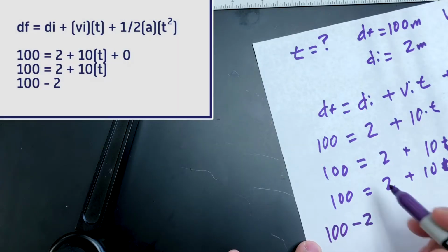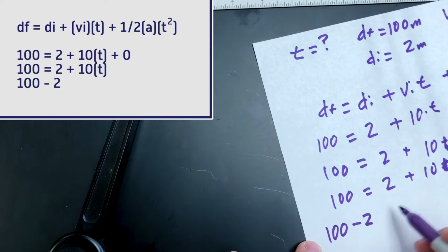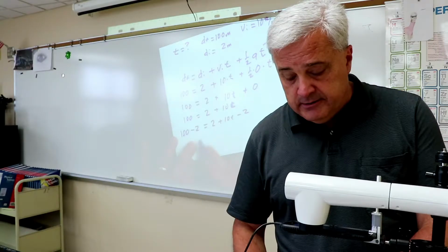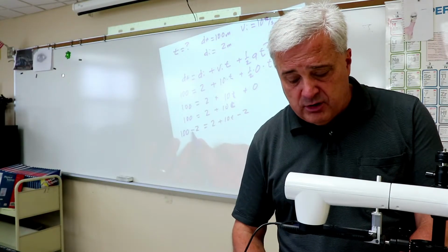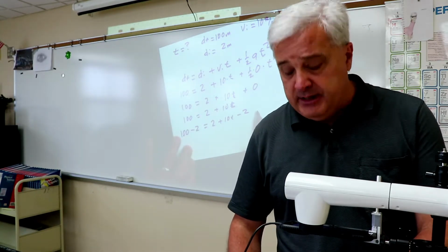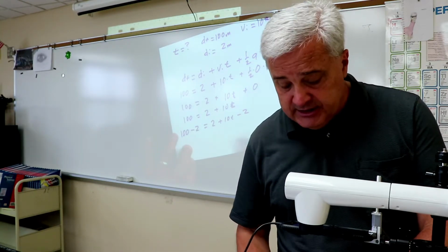100 minus 2. I'm bringing my equal sign down. I'm going to scooch it over just a little bit. Equals, now I have to do minus 2 on both sides. 2 plus 10T minus 2. Now sometimes people will not completely write this step out. Skipping steps is risky, but it's commonly done.